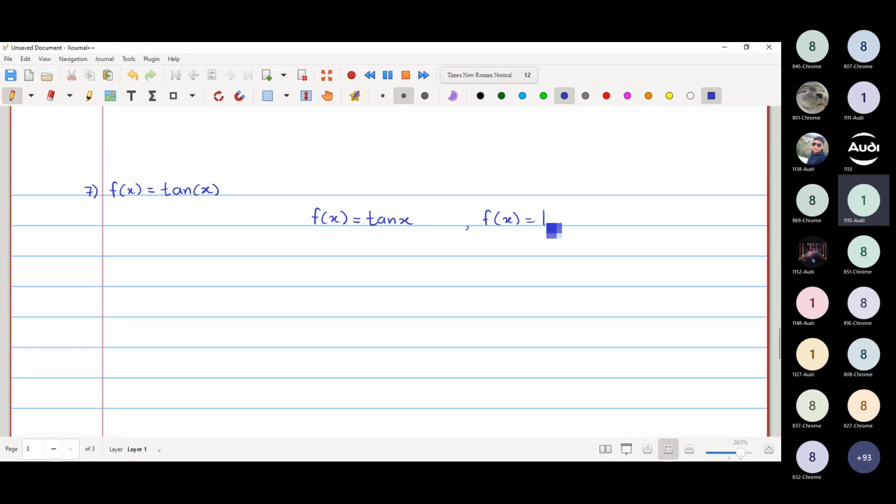Okay, can you tell me what is f of 0? Sorry, what is f of 0? 0, because tan 0 will be 0. What is f dash of x? Sec square x. And what is f dash of 0 then? Sec 0?